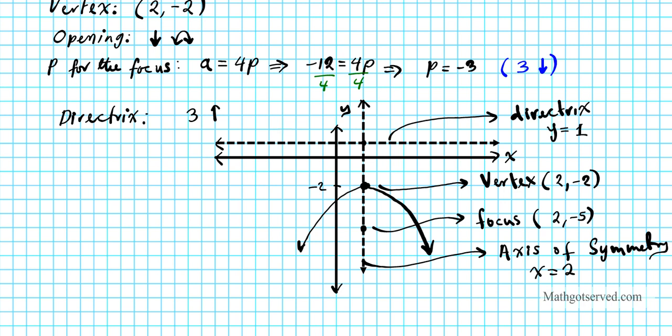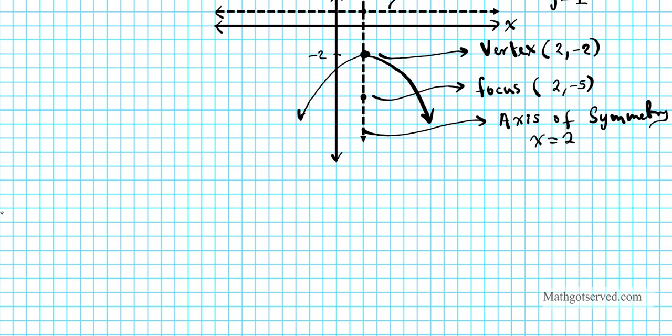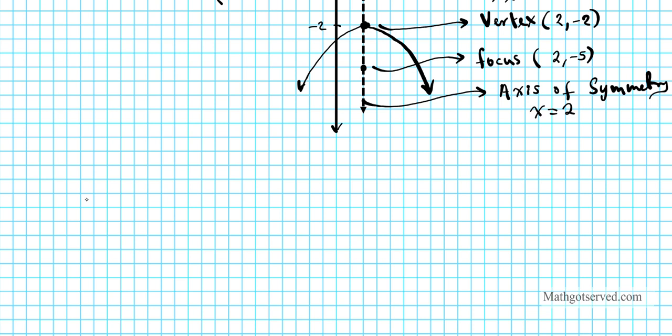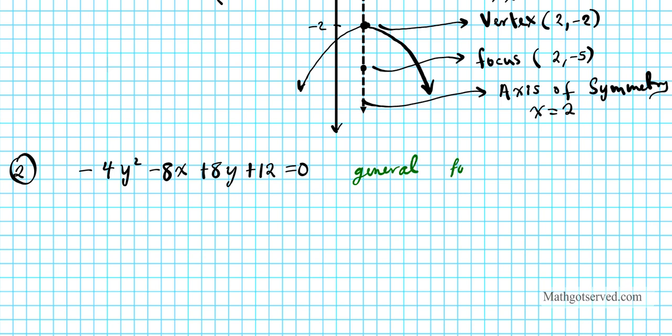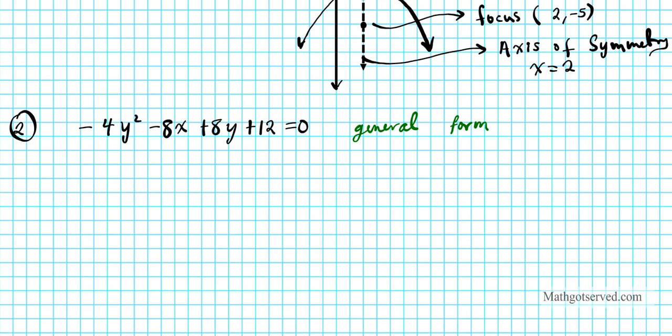All right, let's go ahead and take a look at question number 2. In this case, we're going to be dealing with a conic in general form. For question 2, we have the equation -4y squared - 8x + 8y + 12 = 0. Now if you look at this, this is in general form. So we're going to have to convert this into standard form before we can find the properties and then graph the resulting conic. So what kind of conic is this?